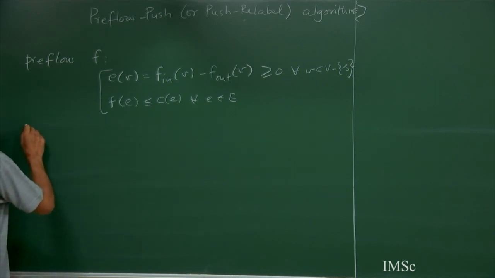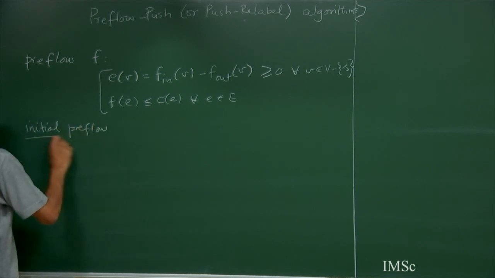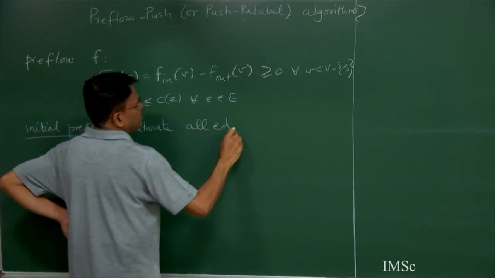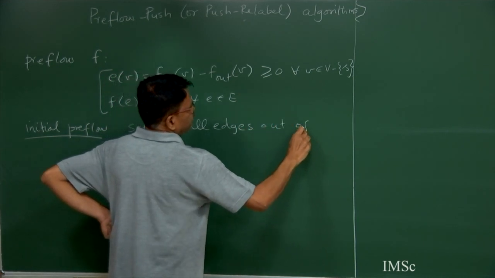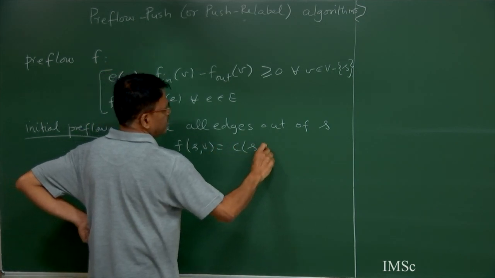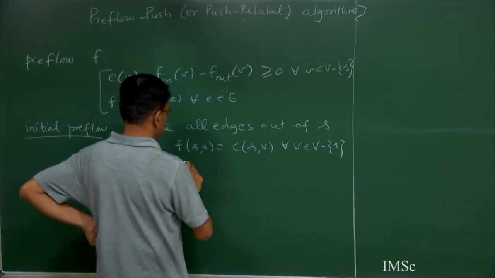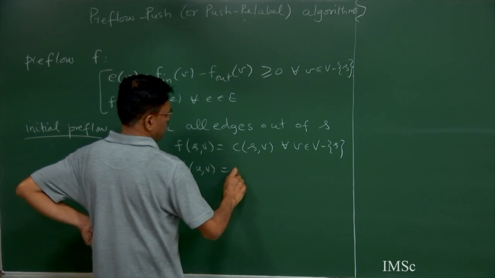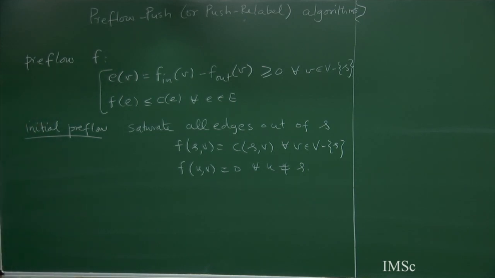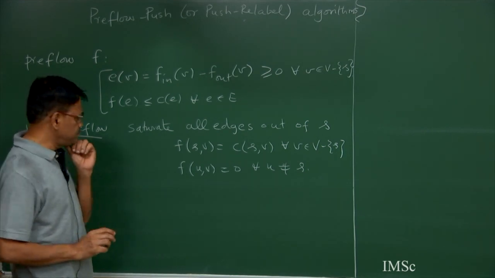And the starting preflow is basically to saturate all edges out of S. That is, f(S,v) is equal to the capacity of that edge. So, anything which is out of S, we are going to fill its capacity. For every other edge, it's 0.